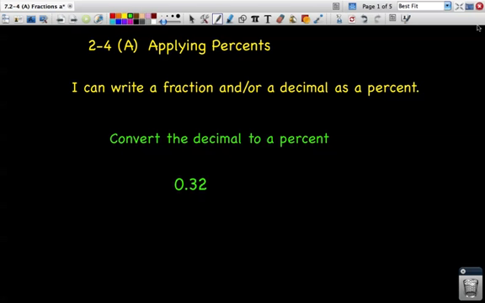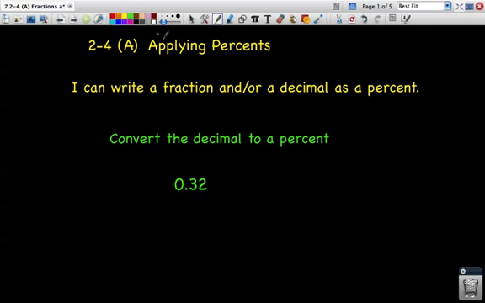Welcome everybody to the second video lesson for lesson 2.4. If we take a look at our I can statement for this lesson, it is: I can write a fraction and/or a decimal as a percent. So what we're going to do is convert fractions and decimals to percentages.